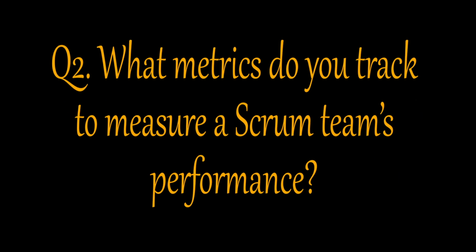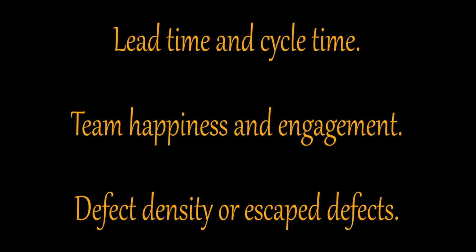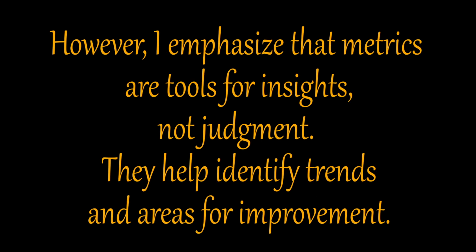Q2. What metrics do you track to measure a Scrum team's performance? Answer. I track metrics such as velocity, story points completed per sprint, burn-down charts, lead time and cycle time, team happiness and engagement, defect density or escaped defects. However, I emphasize that metrics are tools for insights, not judgment. They help identify trends and areas for improvement.